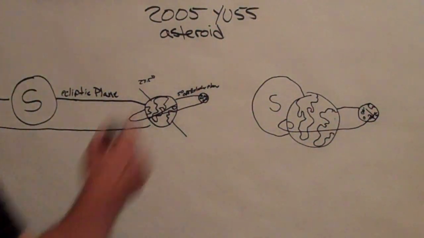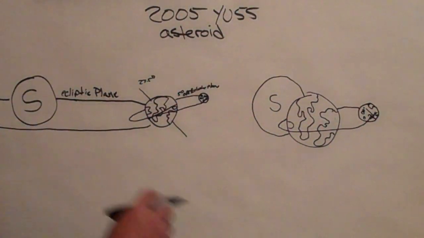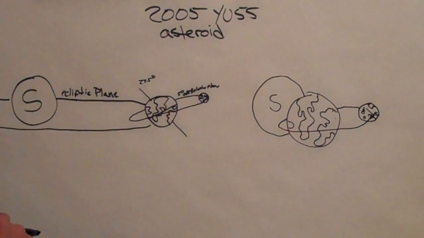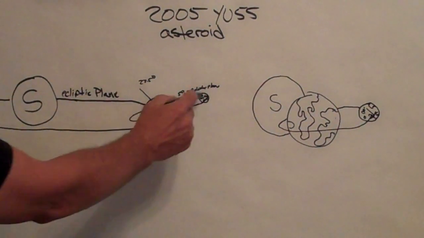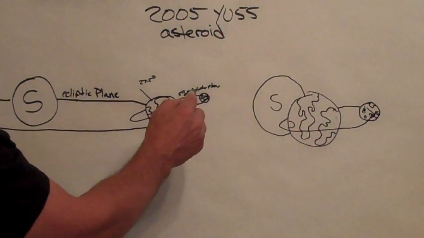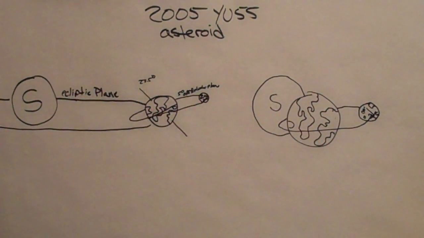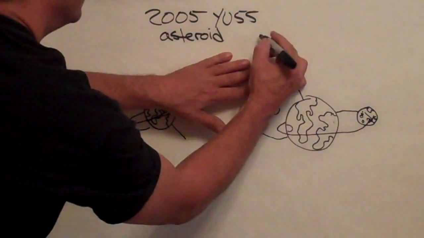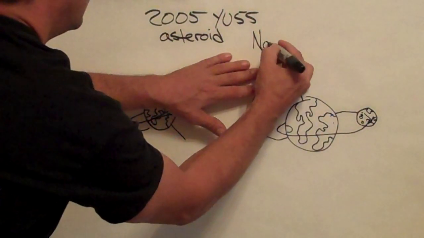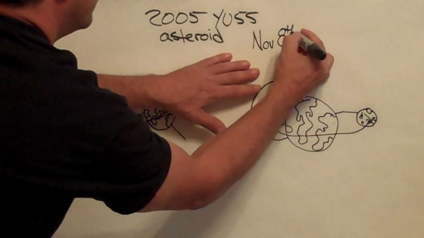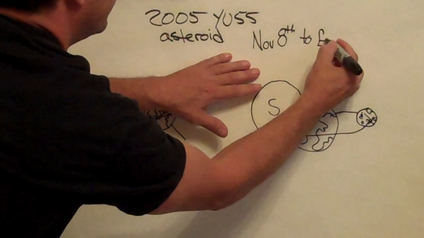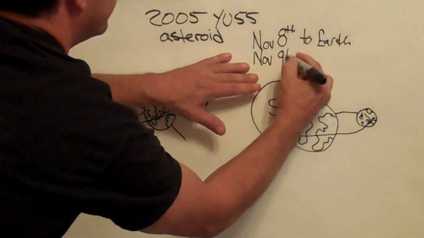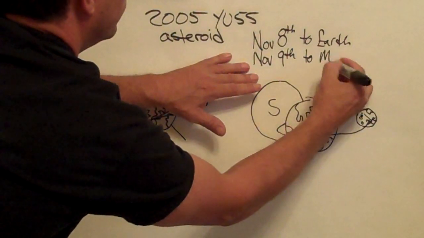What we're missing is asteroid YU55. As you can see, the moon rides above the ecliptic plane. YU55 has its approach date November 8th to Earth, November 9th to the Moon.